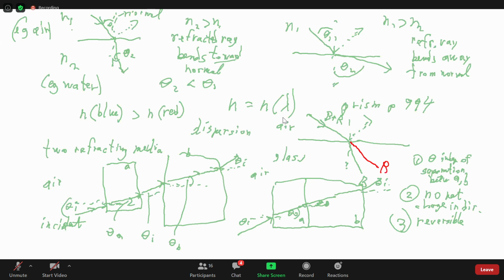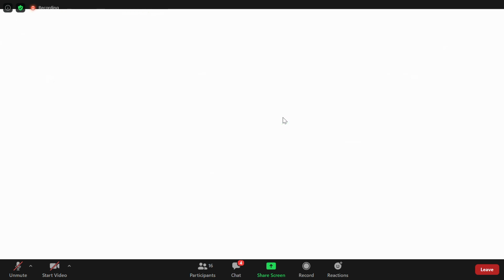So we can do that example in detail, which is what I want to do now. I'll call this the apparent depth of, let's say, a coin at the bottom of a 1 meter pond. Water is one meter deep.